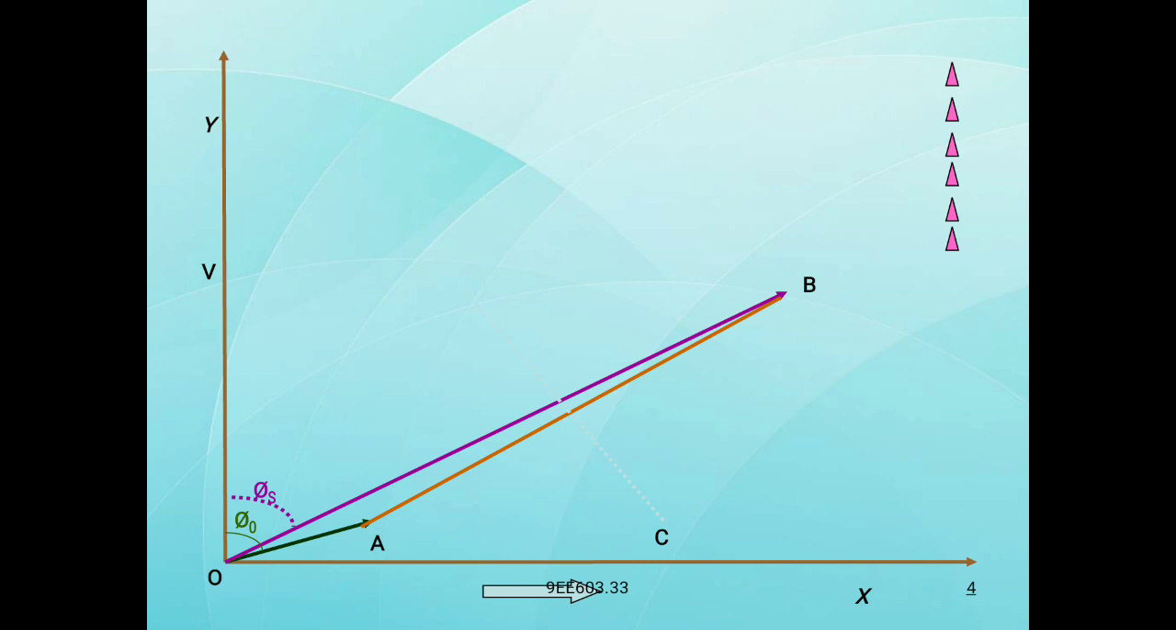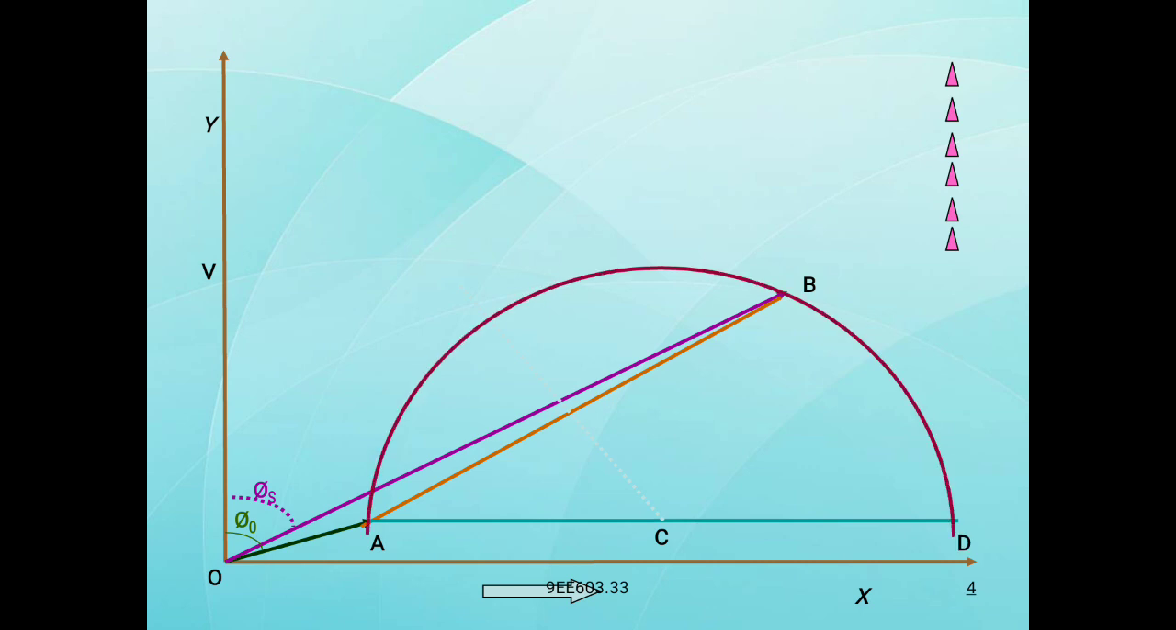And then the resultant current AB. Now here one line is drawn parallel with the x-axis from the A point, and also the semicircle is drawn from the point C.